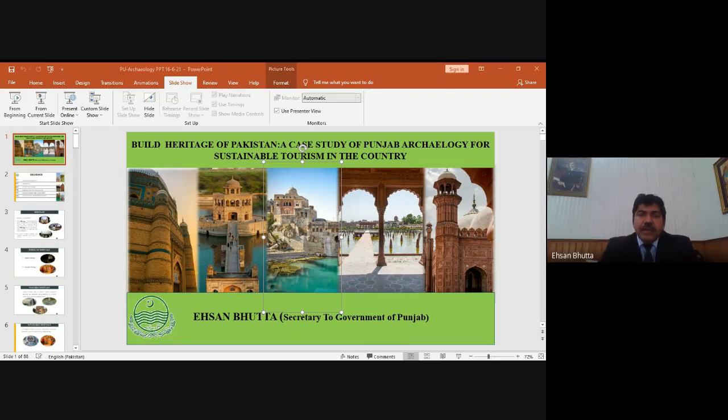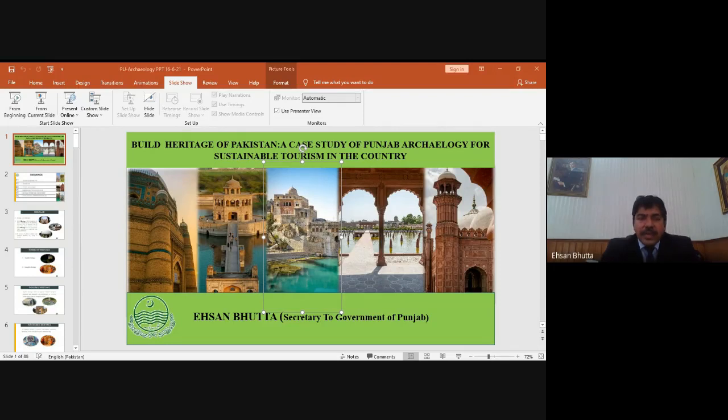These are just the 415 list of monuments that are protected monuments under these two rules I have mentioned. And a very important thing is that only 70 are owned by the archaeology department. The remaining around 350 are owned by other departments. So there comes the coordination issue here.